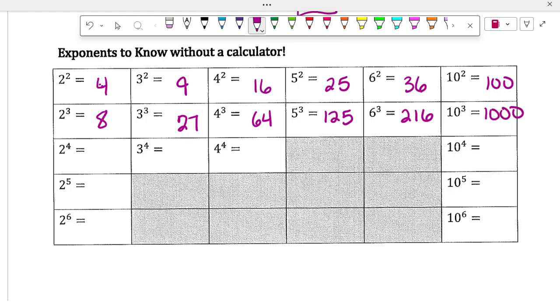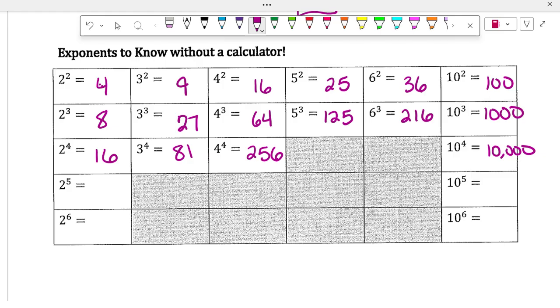Now, the fourths, all right? You at least need to know 2, 3, and 4. And again, it's the same thing. You just take whatever the cube was, multiply it by another of that number. So 2 to the fourth is? 3 to the fourth is? 4 to the fourth is? Good. And 10 to the fourth is 10,000.